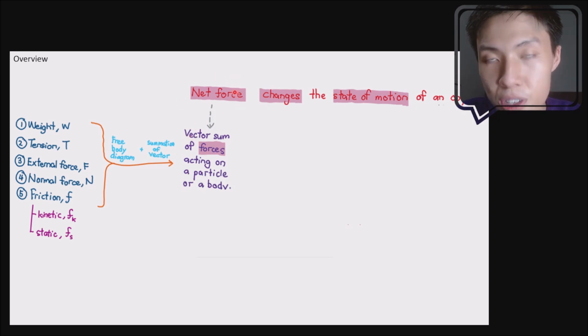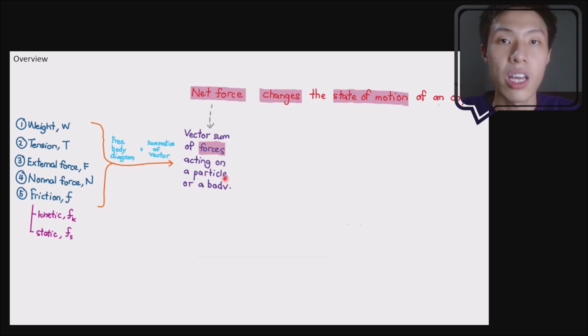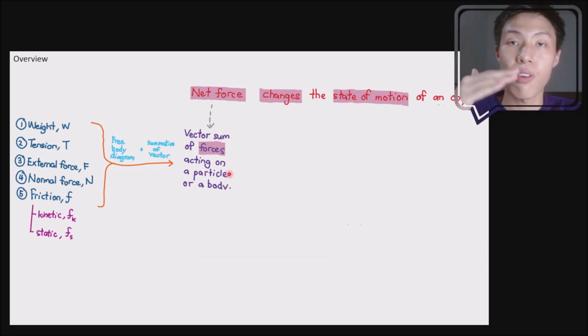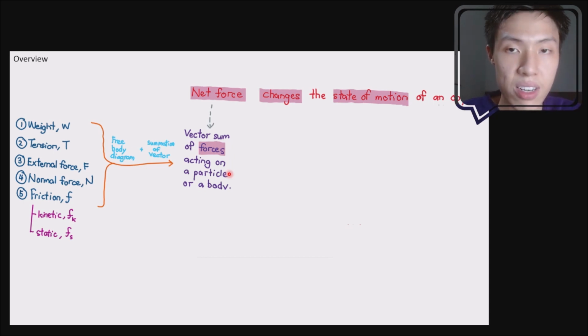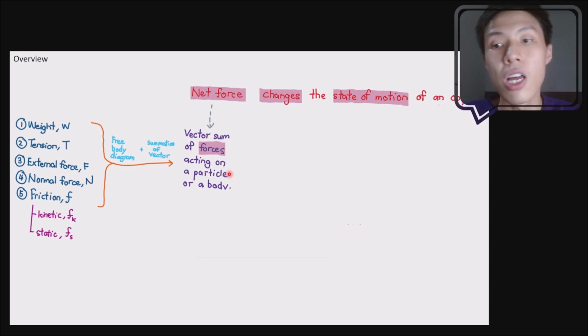This net force, this new term here, means the vector sum of forces acting on a particle or a body. We learned before in chapter 1 that if you have a vector A, a vector B, a vector C, and a vector D, you can add them all up together to find vector A plus B plus C plus D, right? A new vector if you sum them up. So it's the same idea here. We have weight, tension, external force, normal force, and friction acting on an object.